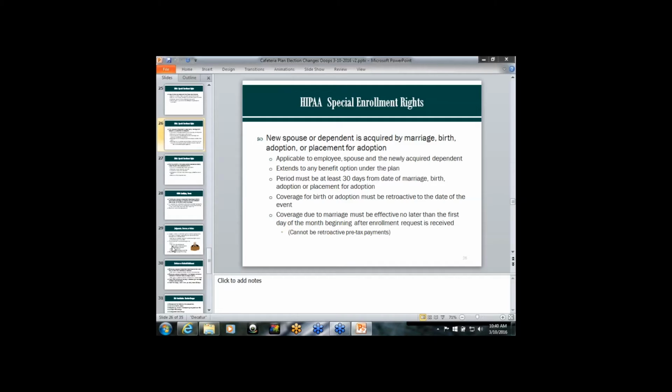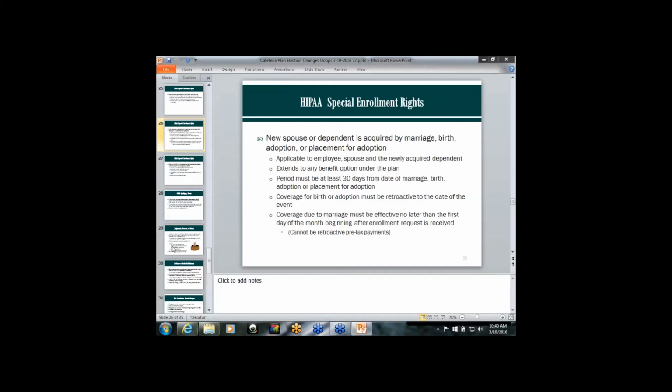Now, coverage for birth or adoption has to be retroactive to the date of the event. So, had a child born on June 1st, I don't tell you until June 20th. You have to make that election because I've gained that child back to June 1st. When you're gaining a dependent, birth or adoption, you can make the pre-tax election also retroactive back to June 1st. And this is key because it's different.